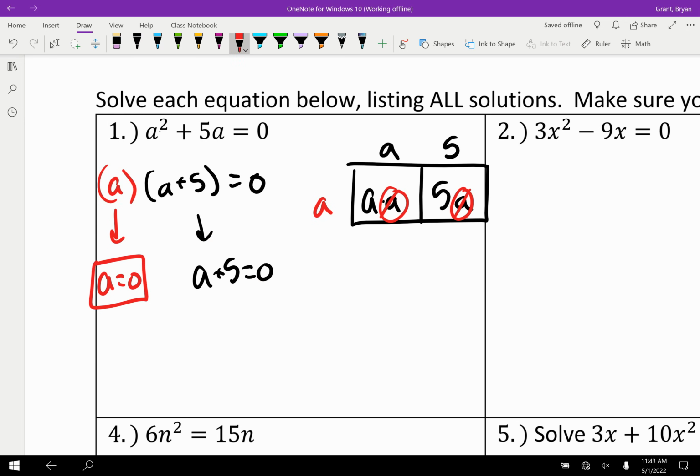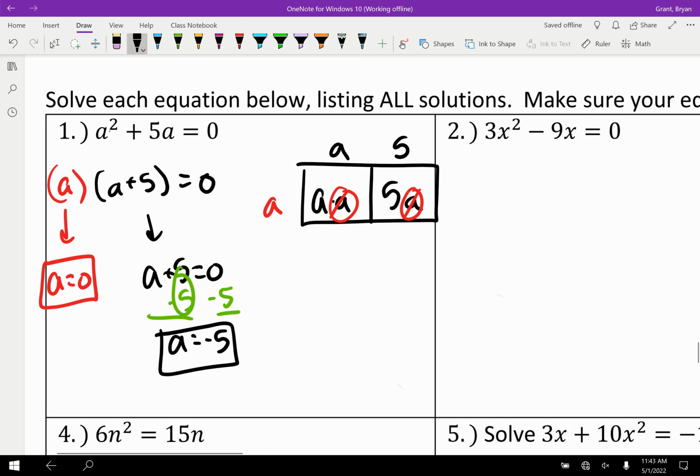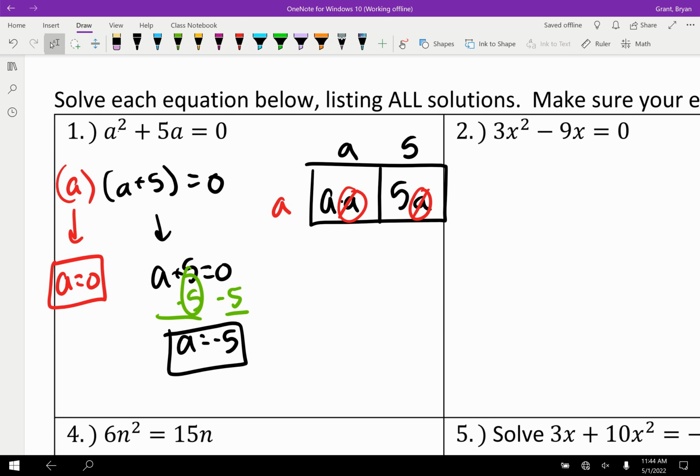That one's already done. A plus 5 equals 0 needs a little bit of that magic algebra, some math magic here. But we end up with A equals -5, and we should be set. All right, problem 2. 3x squared minus 9x.